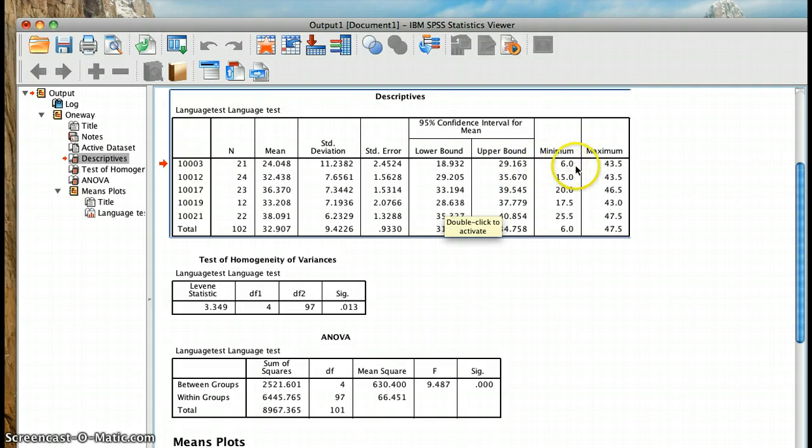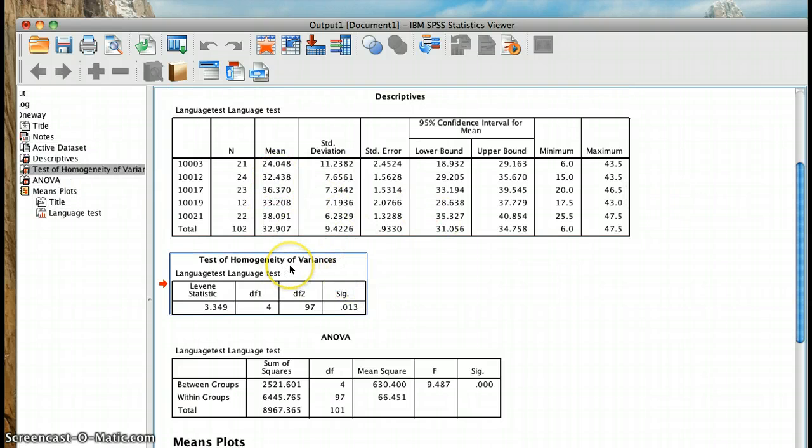We also see that the minimum of the scores in this class was 6 and the maximum was 43.5. This test actually runs from 0 to 50 points, so nobody reached the maximum in this class. Then we see the class 10,012, there were 24 students in this class, an average of 32 with a standard deviation of 7.65. And here we had a minimum of 15 and a maximum of 43.5, and so forth.